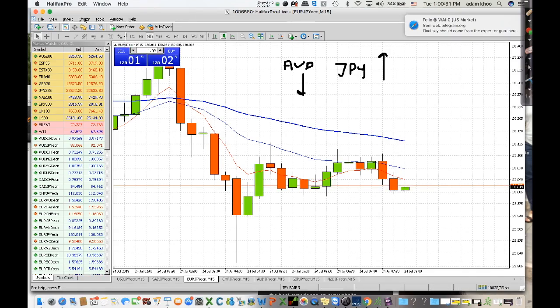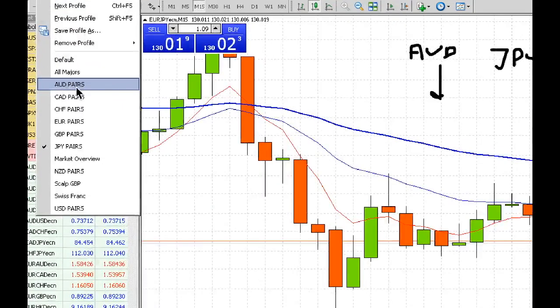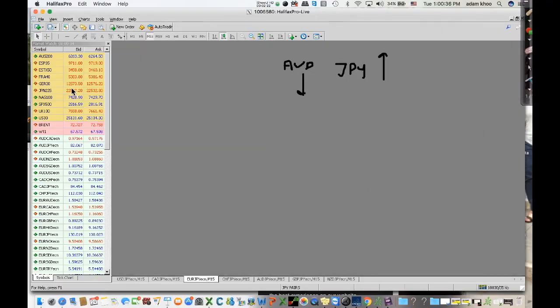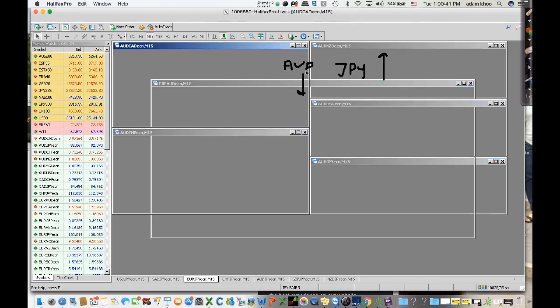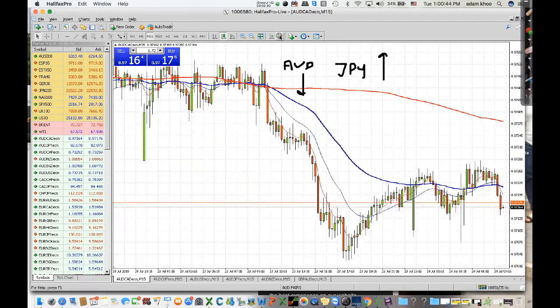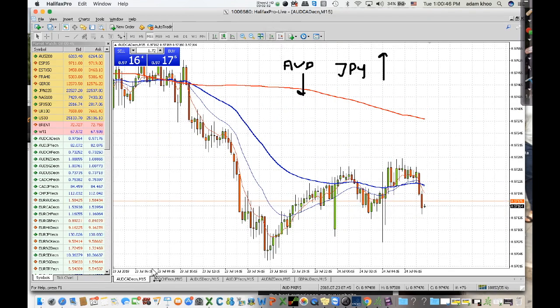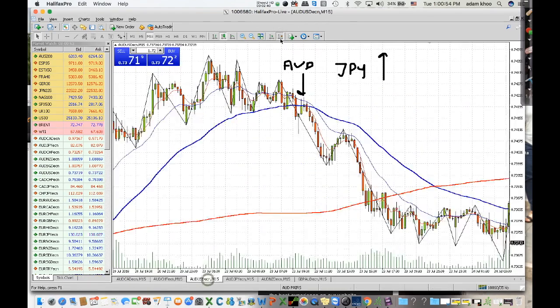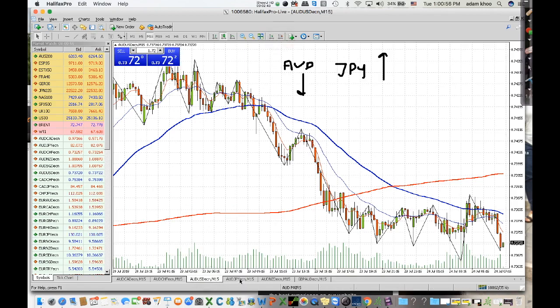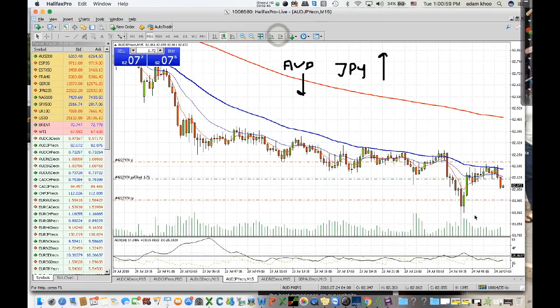Now at the same time, you could also look at the Aussie pairs. If I'm short Aussie yen, it means that I'm bearish on Aussie, right? So I like to see all the Aussie pairs going down. You can see Aussie is on a downtrend, Aussie's on a downtrend, Aussie's on a downtrend as well. So again, this is my Aussie yen trade, right? That's how I look for correlation between pairs before taking a trade.